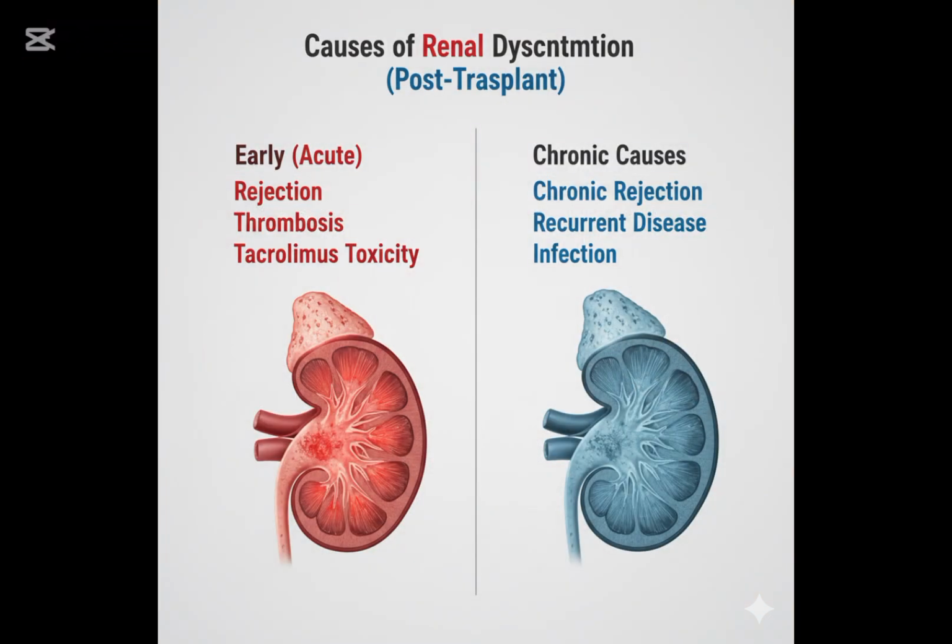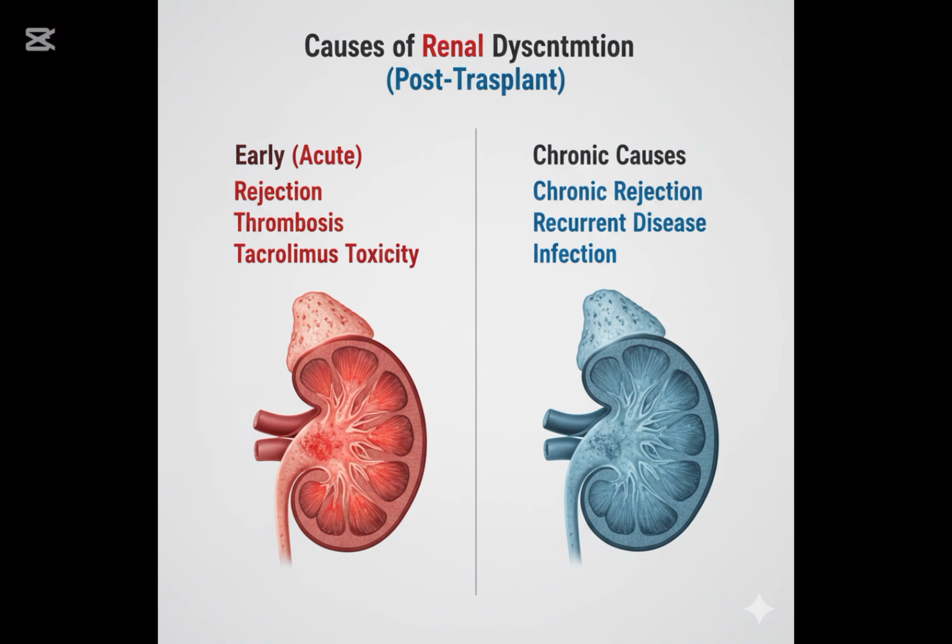Now, once a transplantation is done, sometimes the new kidney doesn't function properly. So let's understand the causes of renal dysfunction after transplant. We divide them into 2 main groups: acute and chronic. Acute causes occurring within the first month include hyperacute rejection, acute graft rejection, delayed graft function, primary graft failure, renal veno-artery thrombosis, tacrolimus toxicity, and obstructive uropathy.